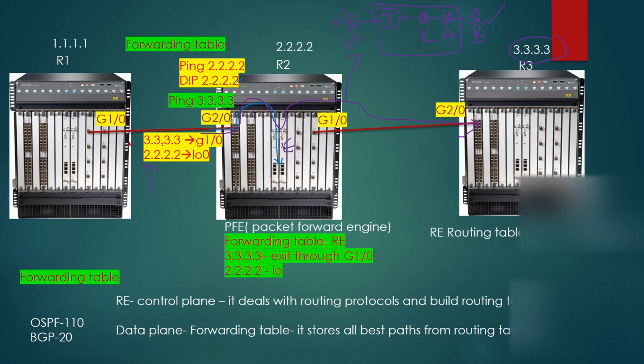So 3.3.3.3 is my destination IP. You have to exit through G1/0, which is on another line card. So the data goes to your PFE, PFE to the SCB, and SCB to the another line card. It is leaving here without involving your routing engine. Is it touching your routing engine? Is it going to your routing engine? No. So this is called what? Transit traffic, without disturbing you.